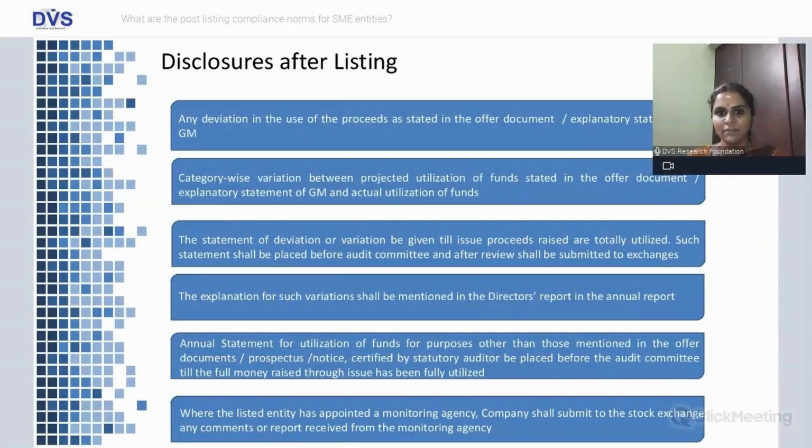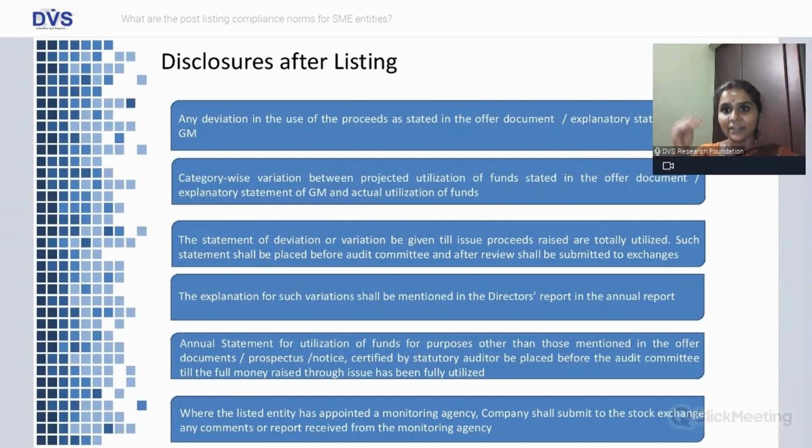What are the disclosures after listing? You are giving the offer document stating that the use of proceeds will be for expansion of your power plant in Gummadipundi. But you are extending this particular proceed use for your power plant, which is going to be set up not only in Gummadipundi but also in Pune. Then what will happen? You may have to certainly report any deviation in the use of proceeds which were already laid out in the offer document by providing additional disclosures.